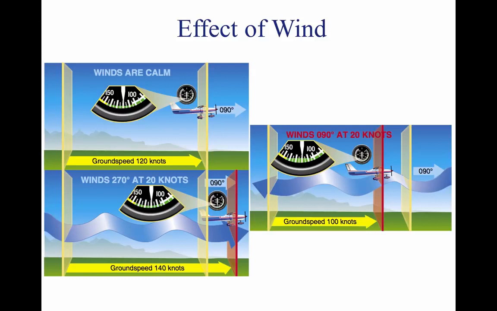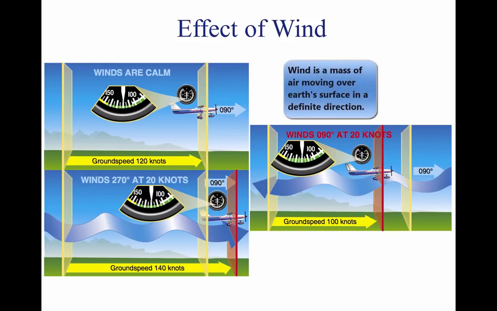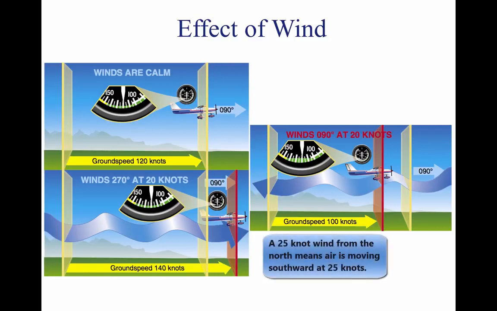Effect of wind. The preceding discussion explained how to measure a true course on the aeronautical chart and how to make corrections for variation and deviation. But one important factor has not been considered: wind. As discussed in the study of the atmosphere, wind is a mass of air moving over the surface of the Earth in a definite direction. When the wind is blowing from the north at 25 knots, it simply means that air is moving southward over the Earth's surface at the rate of 25 nautical miles in 1 hour.